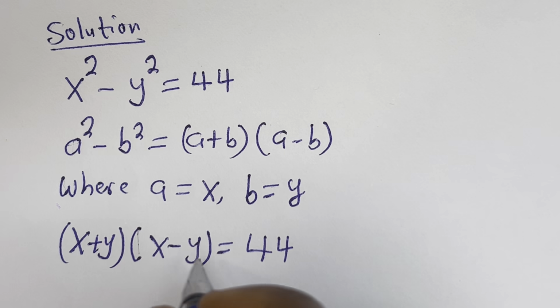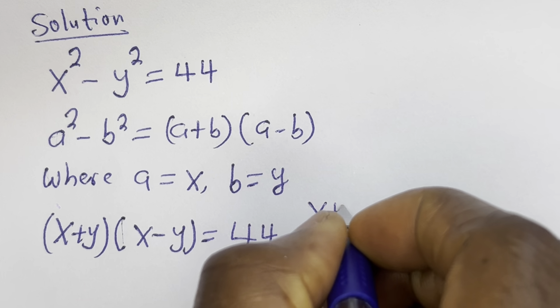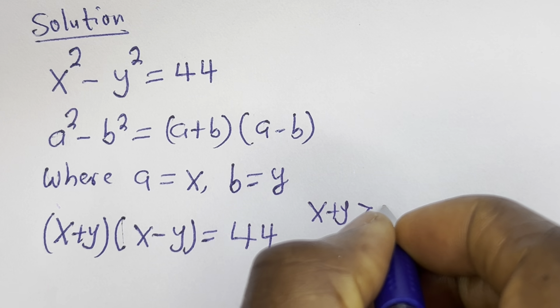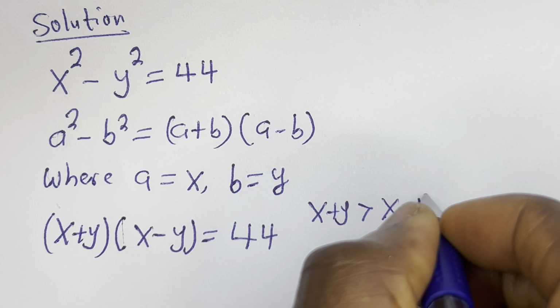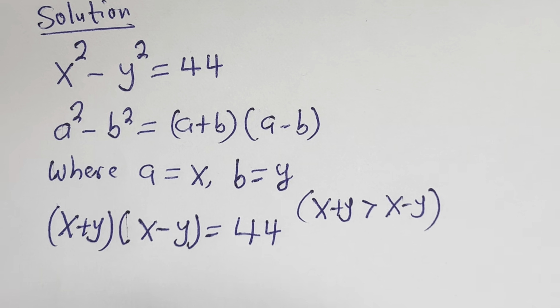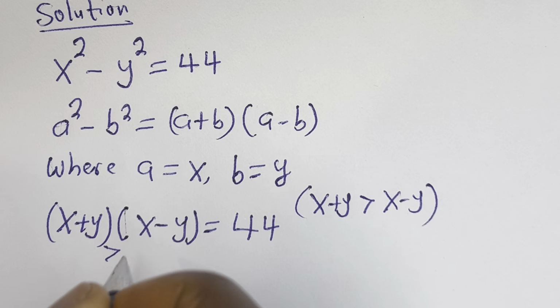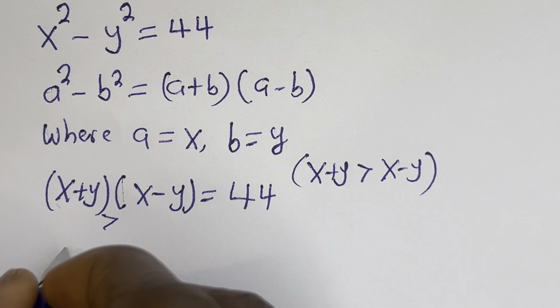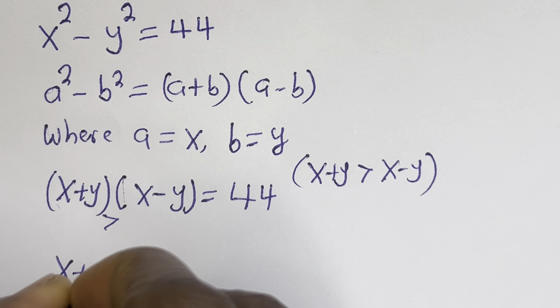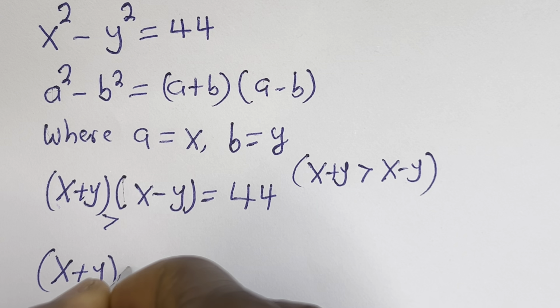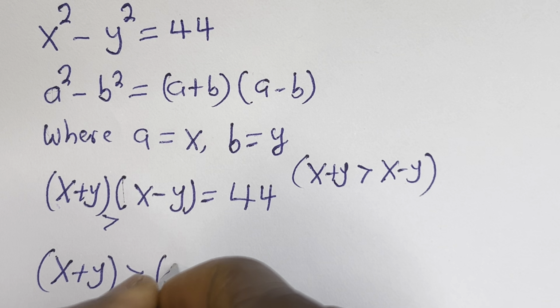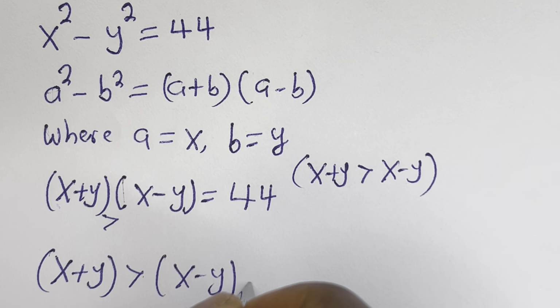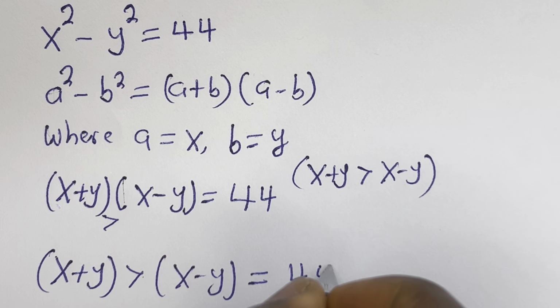But note from here, x plus y is greater than x minus y. Therefore, this is greater than this. We have (x plus y), this is greater than (x minus y), is equal to 44.